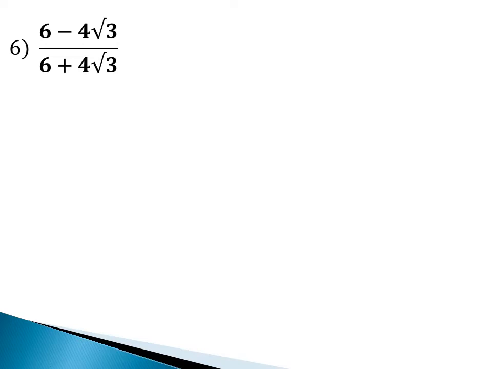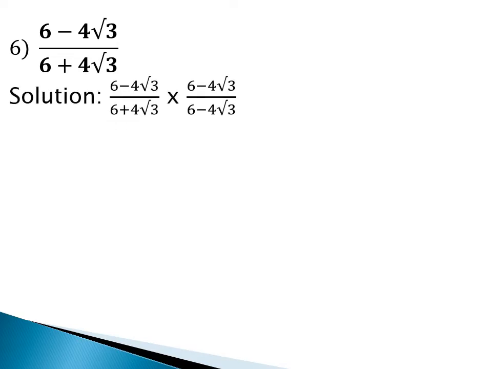Now come to the point, that is, the denominator term is 6 plus 4 root 3. So I know that now you can easily say which is to be used for multiplication and division for this question. That is 6 minus 4 root 3 by 6 plus 4 root 3. That is our question, to be multiplied and divided with 6 minus 4 root 3 divided by 6 minus 4 root 3.